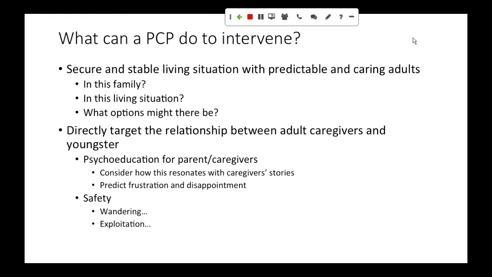And we need to think about what the relationships are between the adults and the youngster. And again, this is a lot of psychoeducation for the parents or caregivers about how it might impact them, what it's like to care for a child who's in this situation and has these behaviors. And then for this group of kids, we really have to be thoughtful about their safety. They wander off, and they are very vulnerable to being exploited. So that's something really, really important.